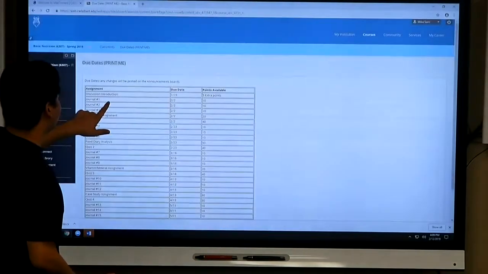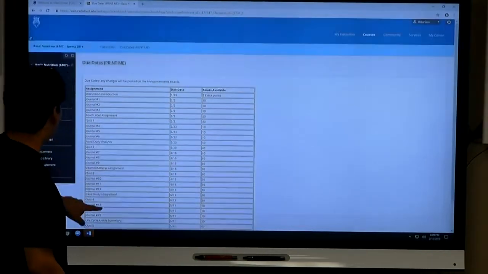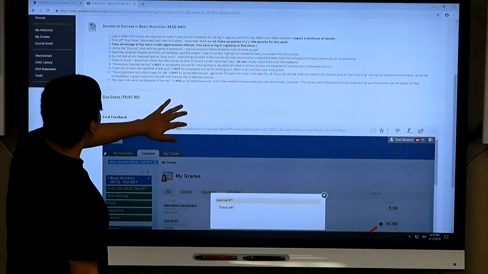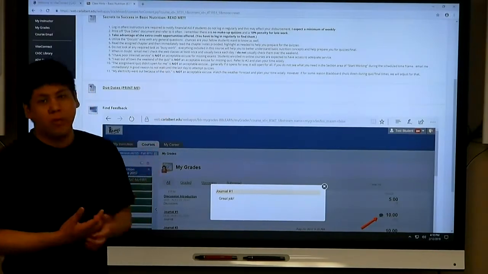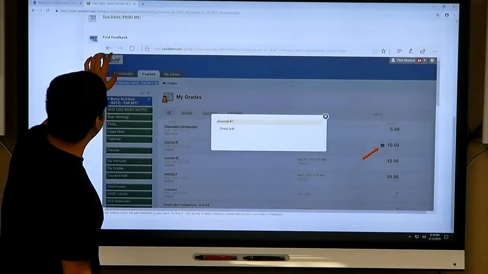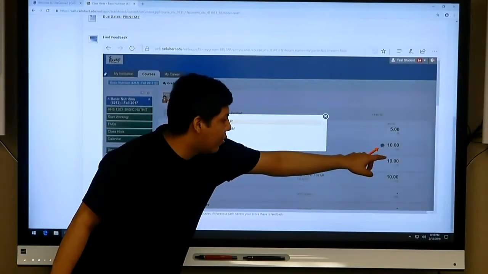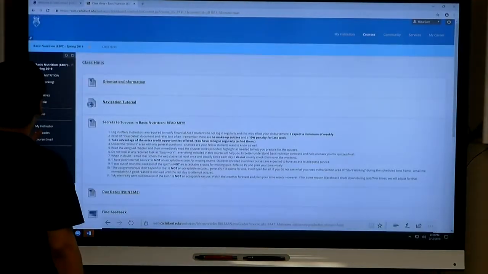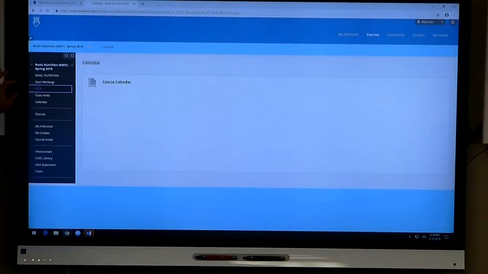So this right here is the due date, and this just shows what's all due and how many possible points there are. It says take advantage of extra credit opportunities offered. You have to log in regularly to find them. And then this is find feedback. So if you want to find your feedback, you just look at this little bubble over here by the points, and it'll show the comment that she made. This is the calendar right here. You can find that. Look at that.